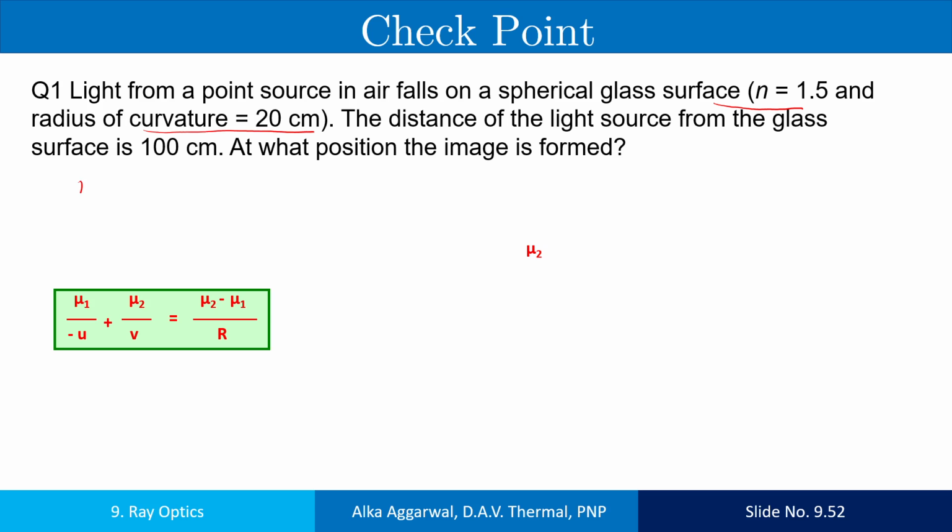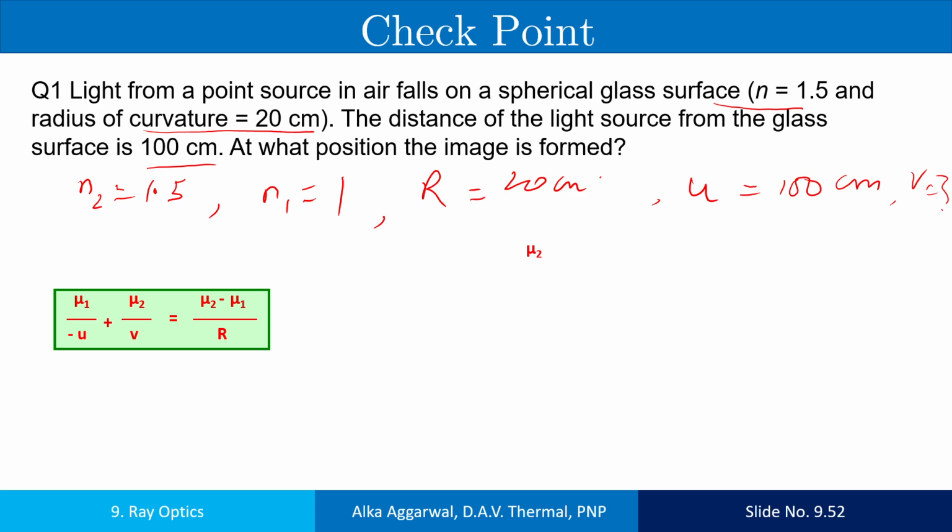So in this question, N2 equals 1.5 and N1, as it is in air, is 1. Radius of curvature is 20 centimeter and the distance of the light source from the glass surface, that is U, equals 100 centimeter. We have to find out V. Now use the sign conventions. Since the surface is a convex surface, the radius of curvature lies on the right hand side, so it is positive. Object is on the left hand side, so it is negative.